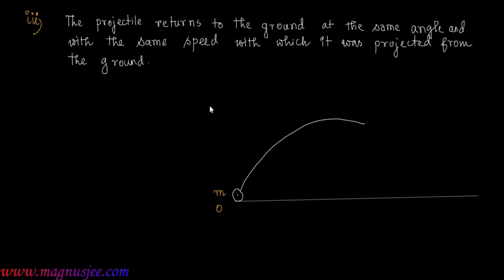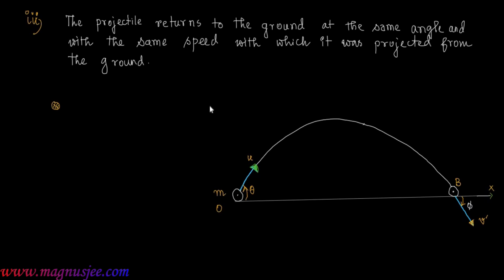Now in the diagram, a projectile is thrown from the point O. It will describe this type of parabolic path, and the projectile strikes the ground at the point B along this direction with the velocity V prime. V prime is the velocity with which the projectile strikes the ground at the point B. From the point O, the projectile of mass M is projected with the initial velocity U at an angle theta with the ground.